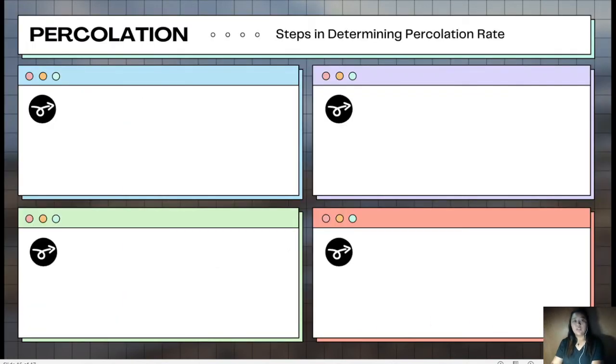So next are the steps in determining percolation rate. We have five steps.